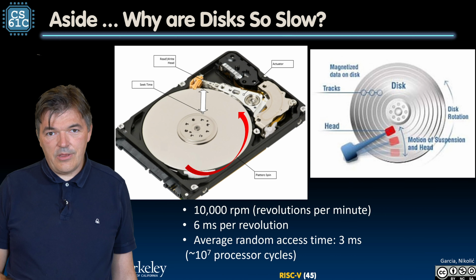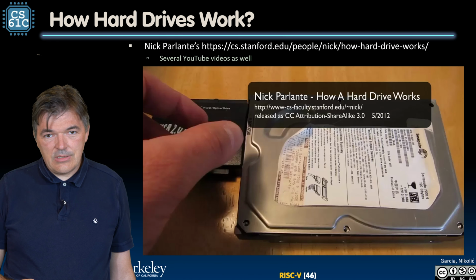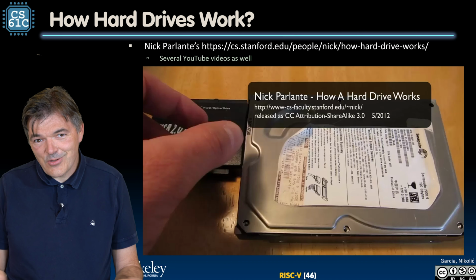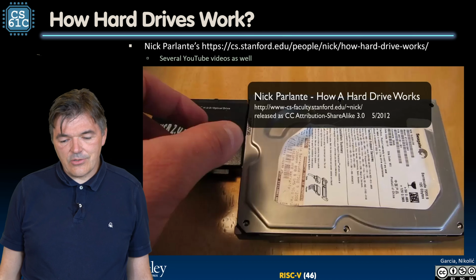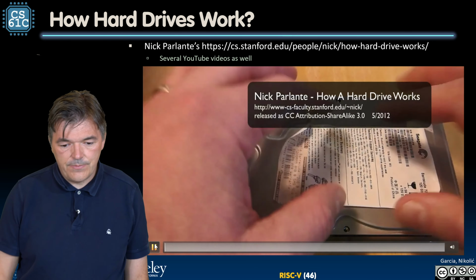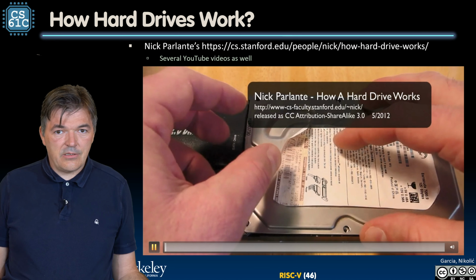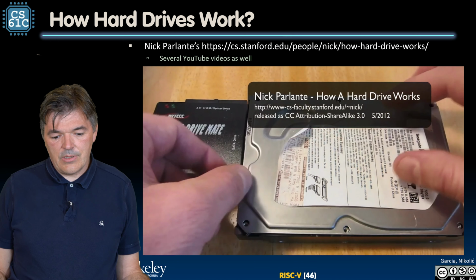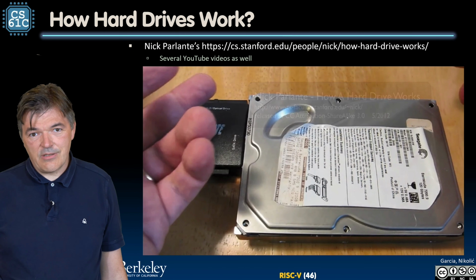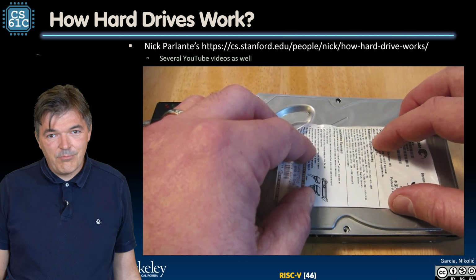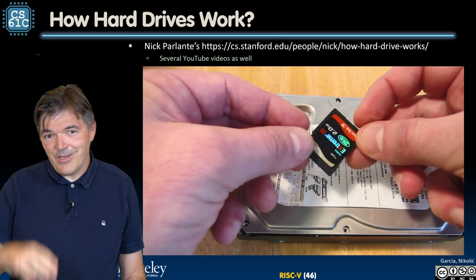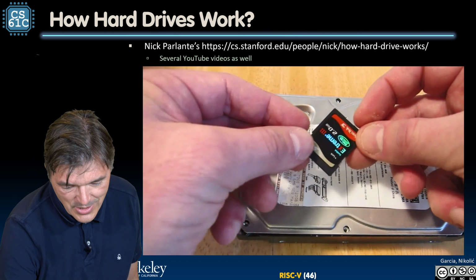Now, when we take these apart, it's really fun to understand how they work and why they're actually so slow, because they're mechanical. I took this video, which is very good, from Nick Parlanti, that I encourage you to watch entirely, where he disassembles the hard disk drive and operates it with the lid open. Remember, they're not in vacuum because that head needs to fly over the surface, so it needs some air.